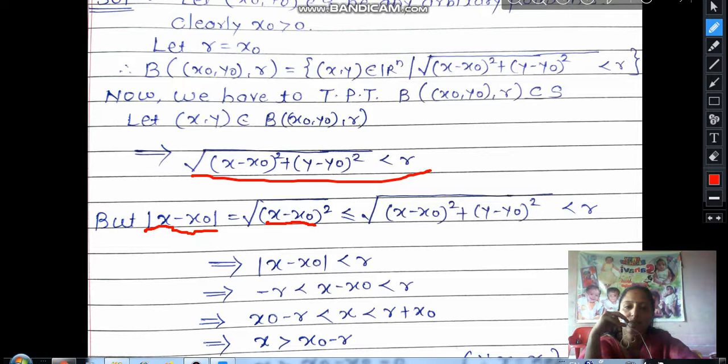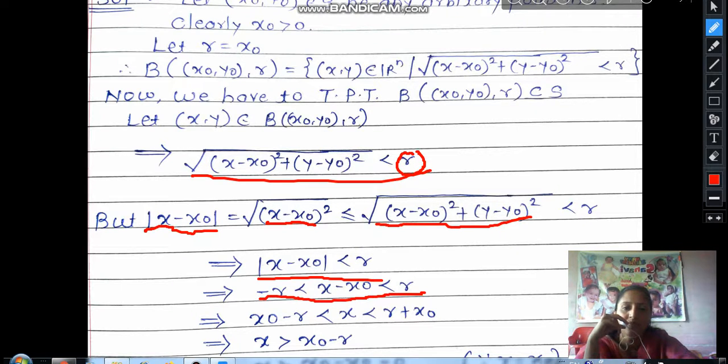This term is less than or equal to this square root, since this square root is the addition of these two terms. So the square root of the first term is less than or equal to this addition, and the square root of (x minus x0) square plus (y minus y0) square is less than r. Therefore, obviously, the modulus of x minus x0 is less than r. By definition of modulus, we get minus r is less than x minus x0 is less than r. This is learned in first semester and second semester also.